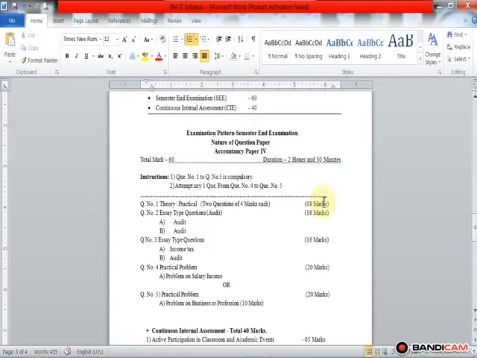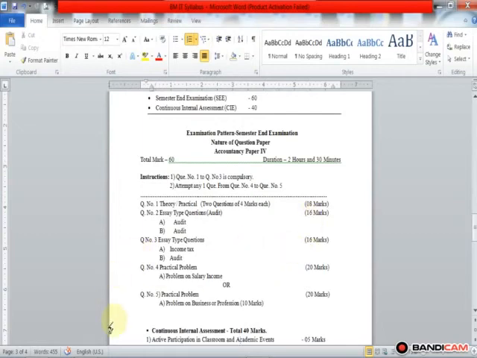Question number 2, essay type question, audit. The question is asked on the first 2 units, that is, audit. Essay type question 2A and 2B from auditing, total marks 16.